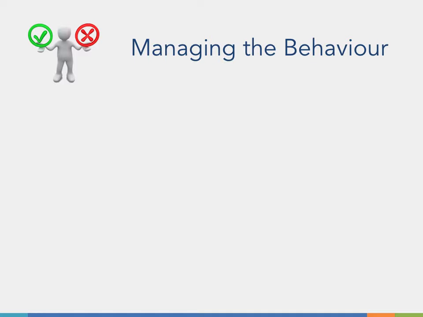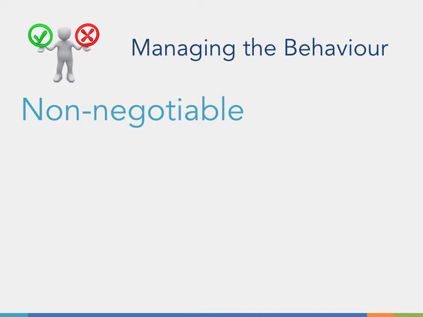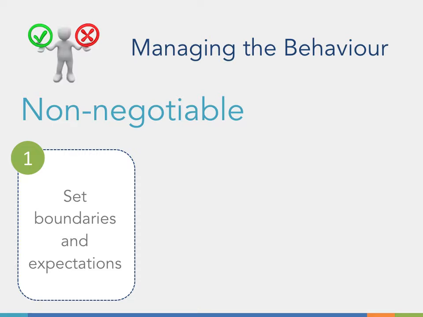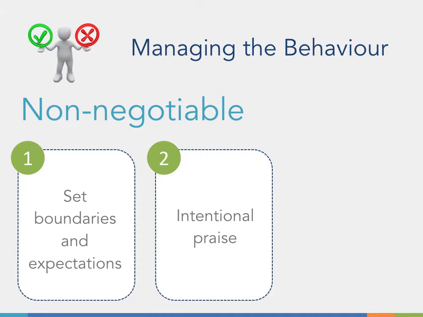The last element we need to look at is managing the behavior. So there are a few non-negotiables. Number 1, you need to set clear boundaries and expectations. Remember, learners with ADHD require regular reminders of classroom rules to be able to consolidate them as part of their everyday school life.